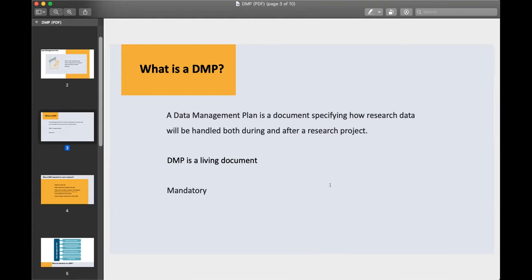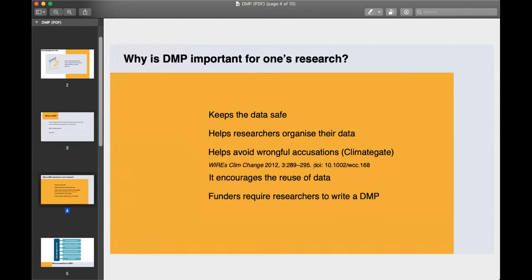It is usually arranged in sections reflecting funders' requirements. DMPs are mandatory, and not only on account of funders, but also because of the increasing number of national and institutional policies. Also, many universities strongly advise their doctoral students to create a DMP for their doctoral thesis. So why do researchers need DMPs?